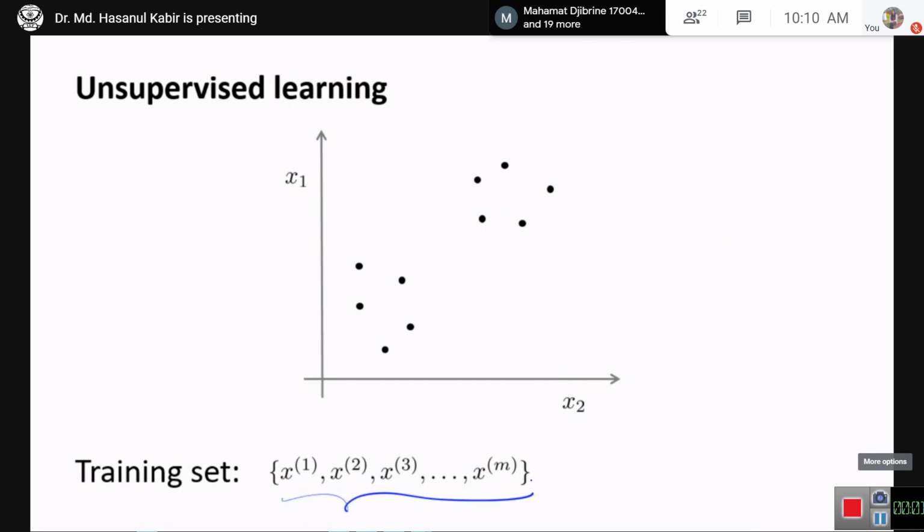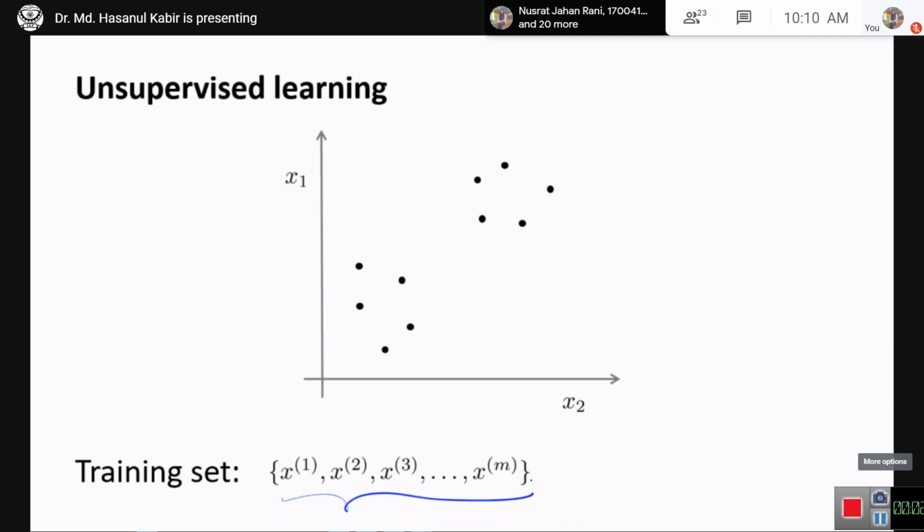From here, what we have to do is detect some patterns in the data which are there but not given. We have to detect patterns in the data set, but the ground truth, the class label, or the actual expected output is not given. So this is what you have to find out.